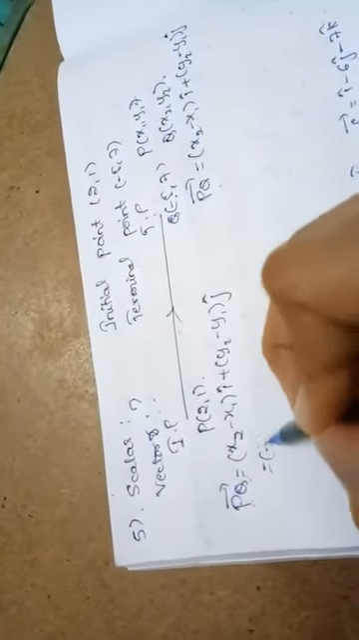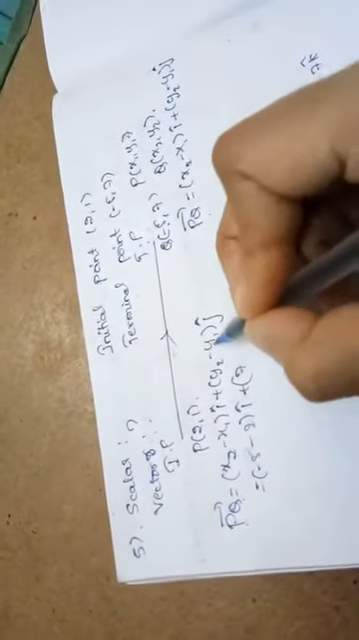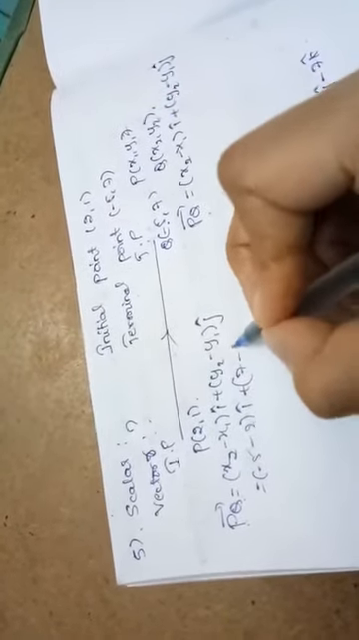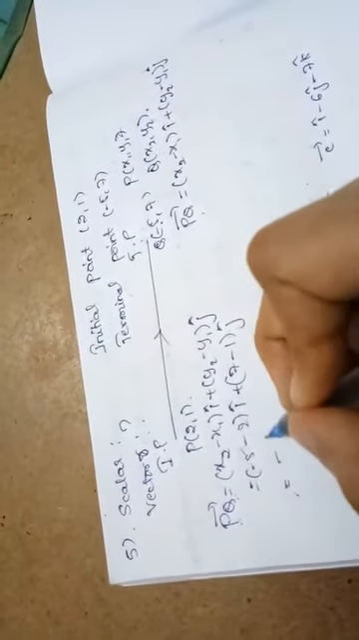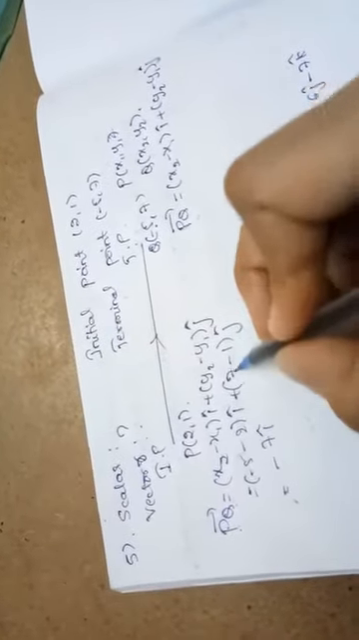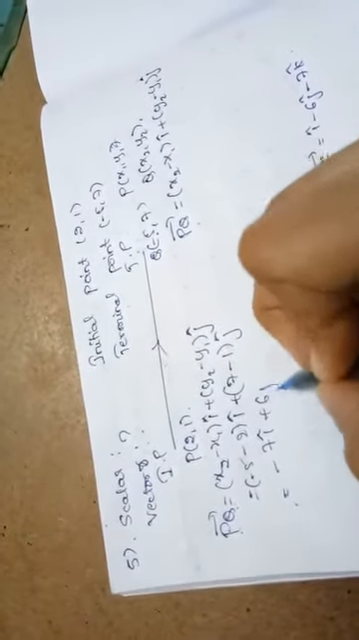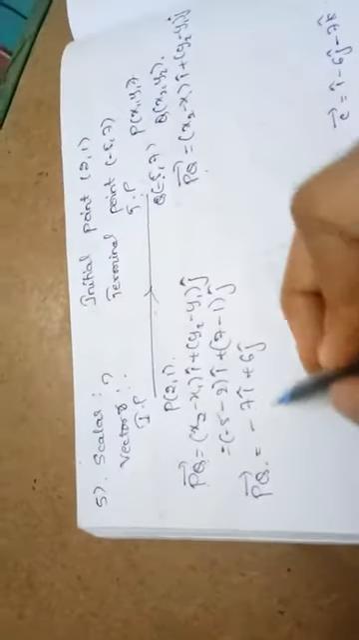So what is x2 here? 5, minus 2, i cap, plus what is y2? 7. What is y1? 1. So minus 1 j cap. So it is 5 minus 2, that is 3 i cap, and 7 minus 1, that is 6 j cap. So this is our vector PQ. So we got the vector.